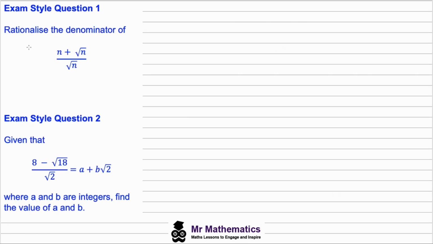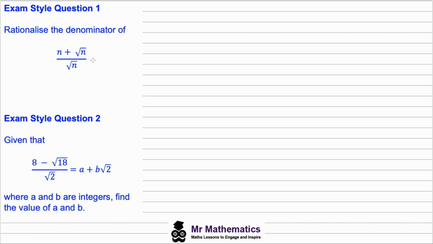Okay, so in question 1, we've been asked to rationalize this denominator. And in question 2, we've been asked to make this look in the form of a plus b root 2, where a and b are integers. So do you want to try these questions yourself? You can pause the video, and when you come back, we'll go through the worked solutions.